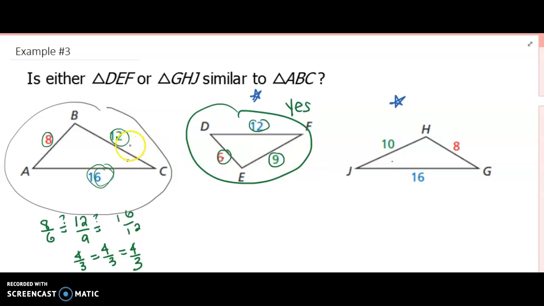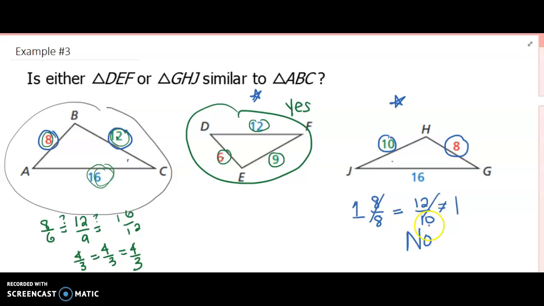All right, so once again, I'm going to take the smallest sides first. So the smallest here is 8, and over here is 8. So I can say 8 over 8 is equal to, and the middle one is 12 over 10. Well, guys, I can stop right there because 8 over 8 is 1. This is not 1, so these are not similar. So I can say no to that one.